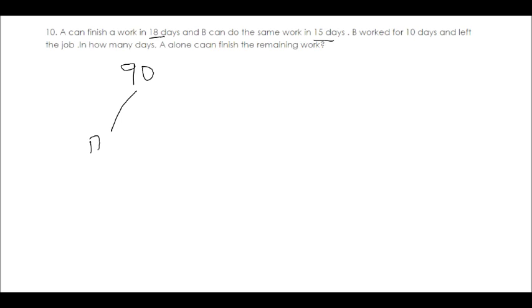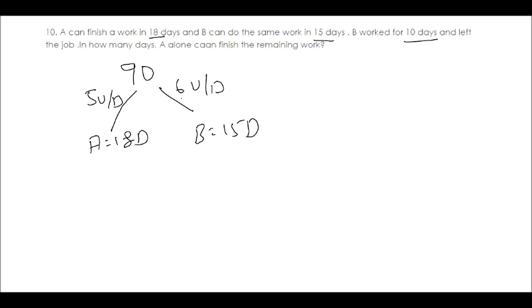So A takes 18 days, so A's efficiency is 5 units per day. B takes 15 days, so 15 sixes are 90, 6 units per day. And it is given that B worked for 10 days. Here B's capacity is 6 units per day, so in 10 days B can complete 10 into 6, that is 60 units of work already completed.